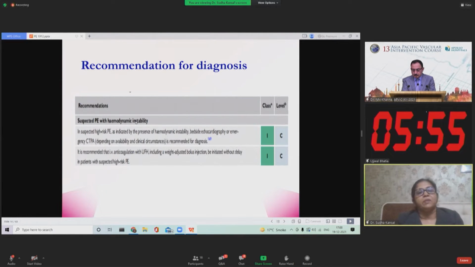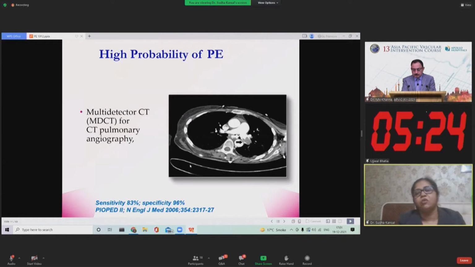If you look at the recommendation, as soon as you have a suspected PE with hemodynamic instability, the first thing which should be done is a bedside echocardiography or emergency CTPA if your patient is fit to be shifted for CTPA. Before anything further, you should give IV anticoagulation with unfractionated heparin as a bolus dose, which should be weight adjusted. Before you do anything further, with high suspicion, ask for an echo and give this, unless there is a contraindication. CT, Dr. Priya has shown such nice pictures of our patient.